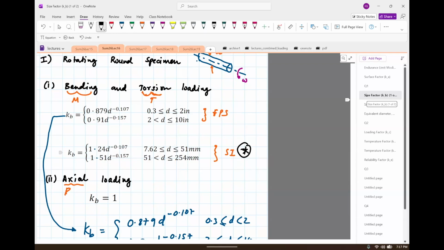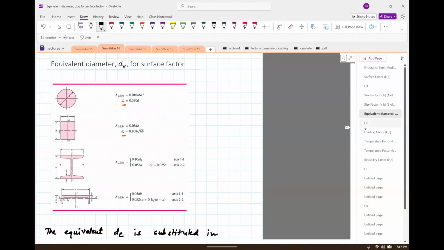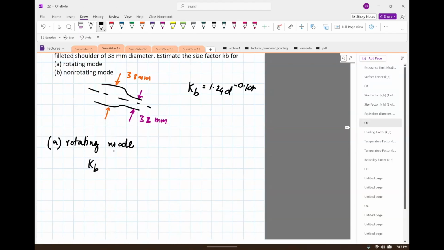Now, if you want to be more ambitious, then you can choose the larger value, in which case your endurance strength will be less conservative. So I would be on the safer side and use a smaller diameter for d. That way, KB will be less than what you'd get for the other diameter. So use the smaller diameter for this calculation. So you get a conservative value for this. So KB equals 1.24 times 32 raised to minus 0.107. So KB comes out to be 0.855.